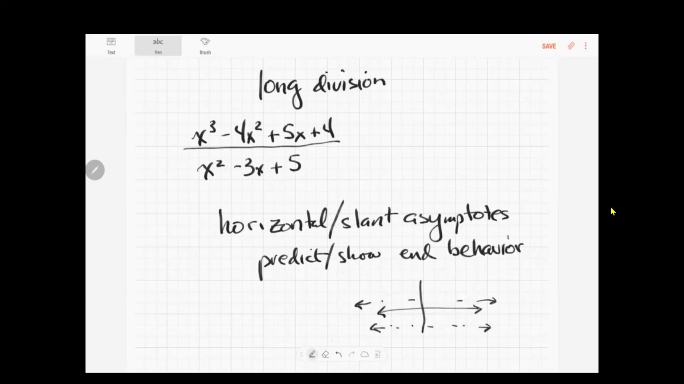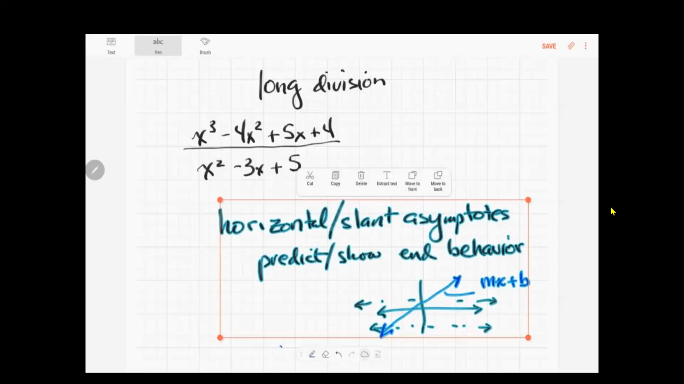But now with a slant asymptote, we're going to have a line that looks like this. So the end behavior looks like this, and we have to figure out what that line is. What's the equation of that line? It's an mx plus b. That's what we're trying to figure out.